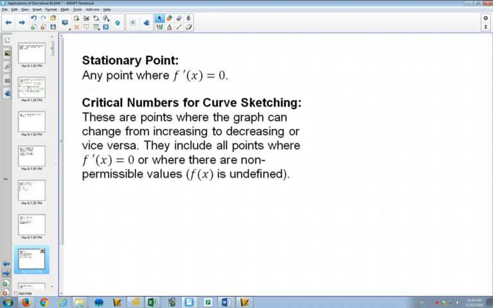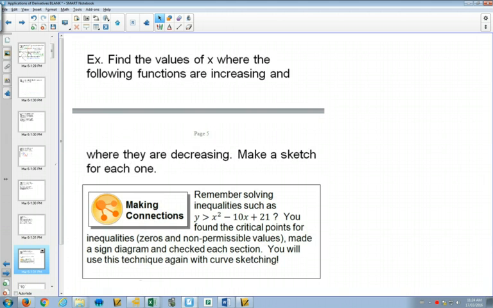And in order to graph any function, there are some critical points. Those critical points include all of our stationary points and also all the points where your function is undefined. So if you're having to divide by 0, that will become a critical point. We use these critical numbers to figure out where things increase, decrease, and where they're equal to 0.